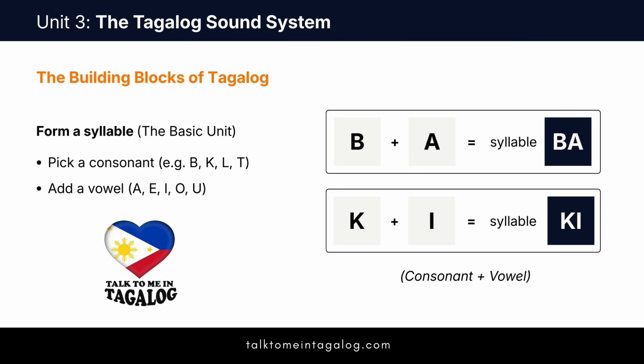Now that you're familiar with the sounds of the consonants, let's look at how Tagalog actually builds words. Everything starts with a syllable, and Tagalog syllables are very simple and very consistent. To form a basic syllable, just pick a consonant letter like B or K and combine it with one vowel sound. That's it. This is the foundation of reading and pronunciation in Tagalog. For example, the consonant letter B plus the vowel A forms the syllable ba. Another example is the consonant letter K plus the vowel I, which forms the syllable ki. It's very simple, right?